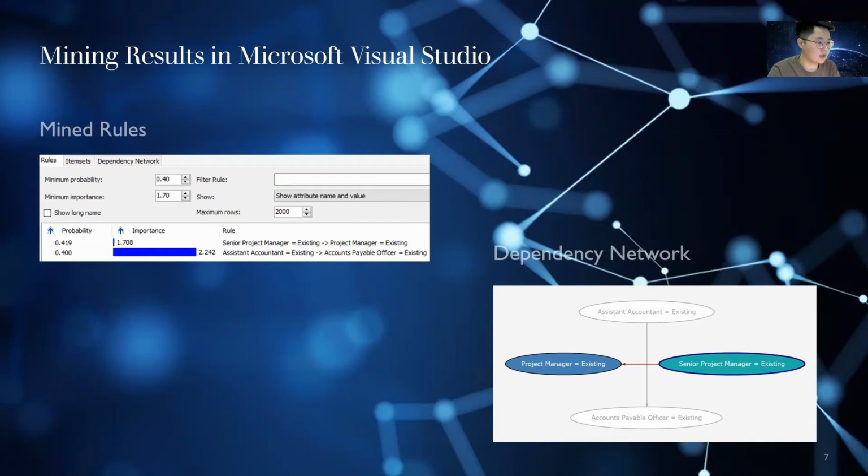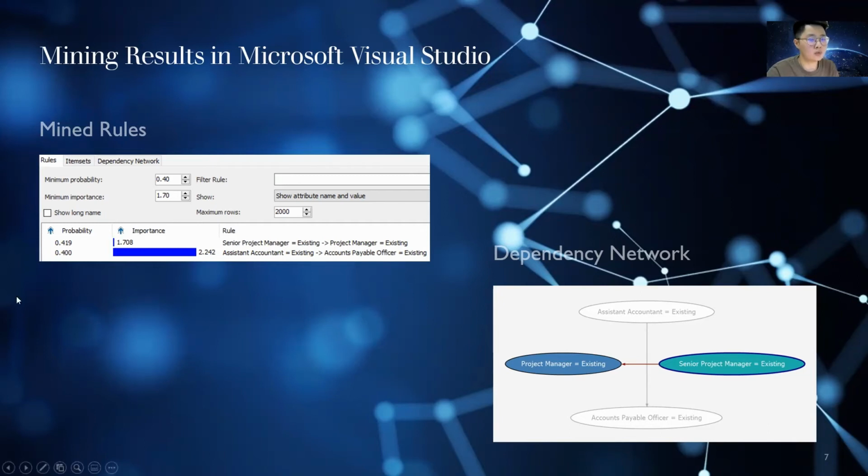The first one is 1.708, which means when the senior project manager position exists, then the project manager would exist as well. The second is more important than the first one because its importance is 2.242, which means when the assistant accountant exists, then the accounts payable officer would exist as well.